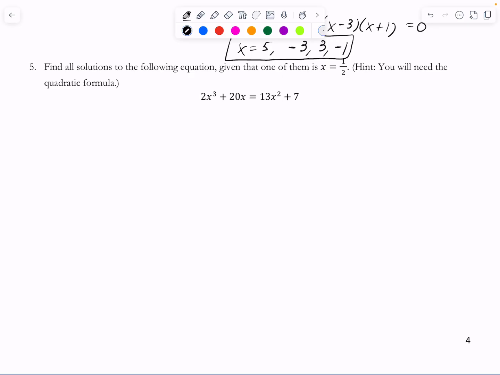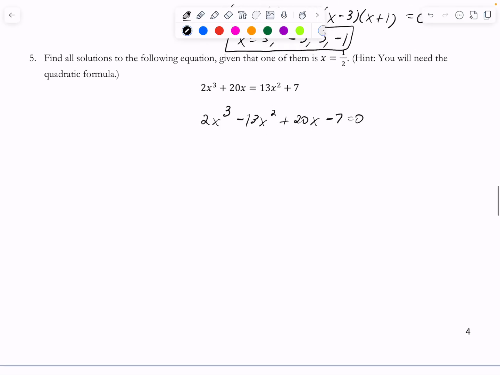Okay. It says, hint, you'll need the quadratic formula. Maybe we'll need it. Maybe we'll be able to use completing the square again. That was nice. Okay, so we're told one of them is 1/2. I'm going to go ahead and put this in order again, all on the same side. So minus 13x squared plus 20x and then minus 7. I'm going to do 1/2 in the corner. So 2, -13, 20, and -7.